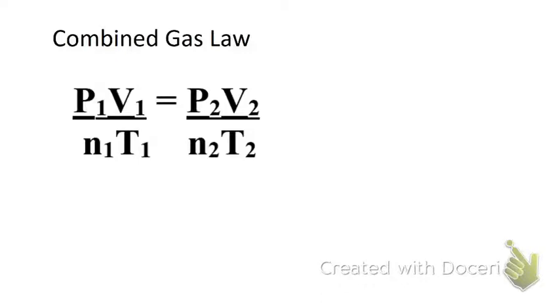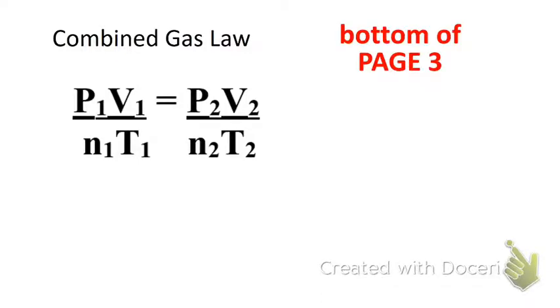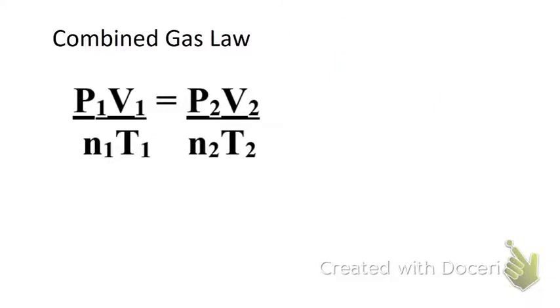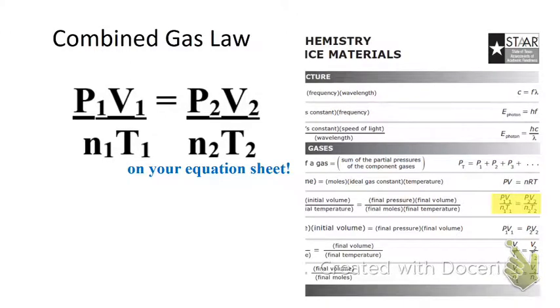Okay, so this is the bottom of page 3 that we're going to be looking at right now, talking about the combined gas law. That's this equation that we have. And before you worry about it, no, you do not have to memorize it. It is on your equation sheet on the side that starts with atomic structure at the top. The second section is behavior of gases, and this is the third equation down.